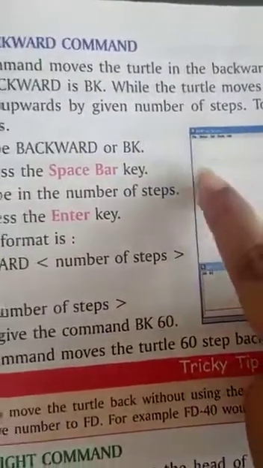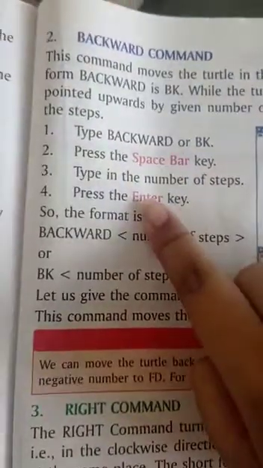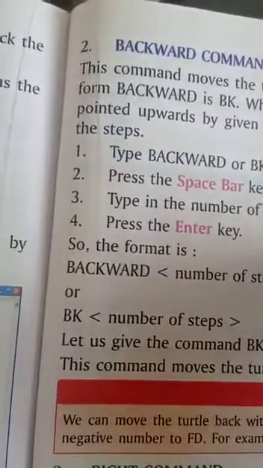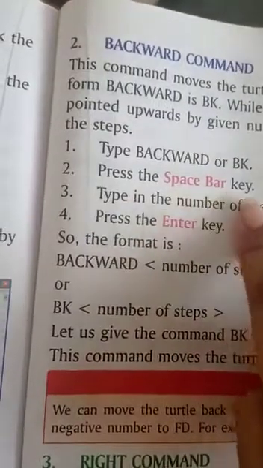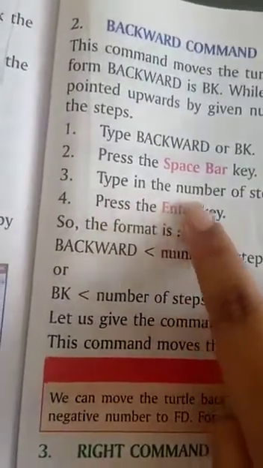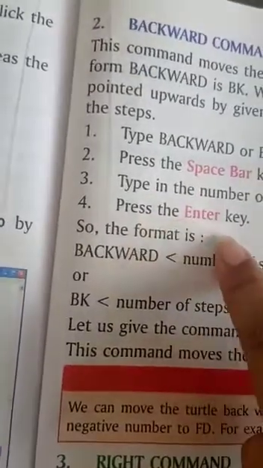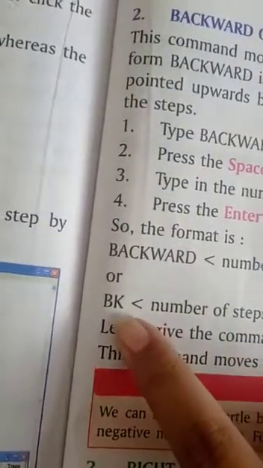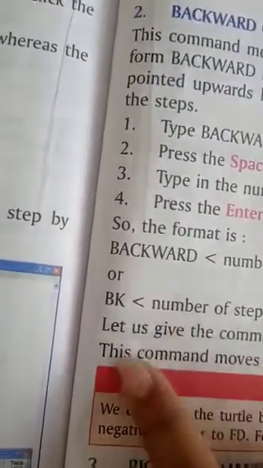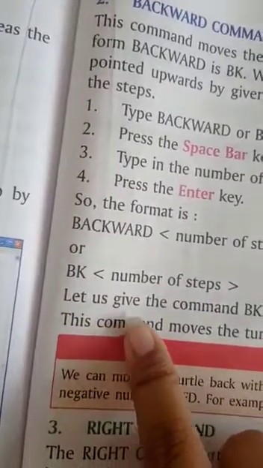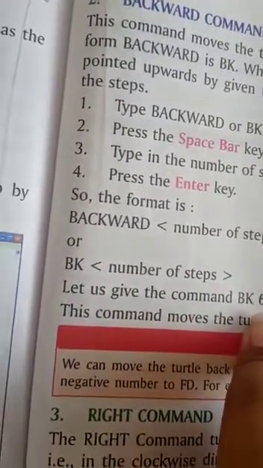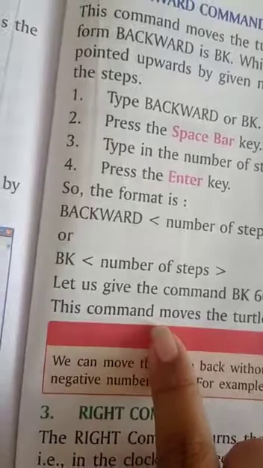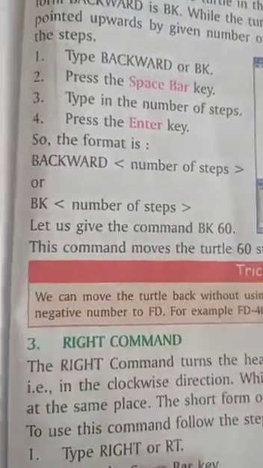To use this command, follow the steps. Firstly, type backward or BK, then press the space bar key. Then type in the number of steps, then press the enter key. So the format is backward space number of steps or BK number of steps. Let's give the command BK 60. This command moves the turtle 60 steps backward. Okay, so understand.